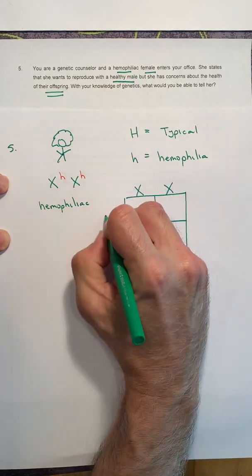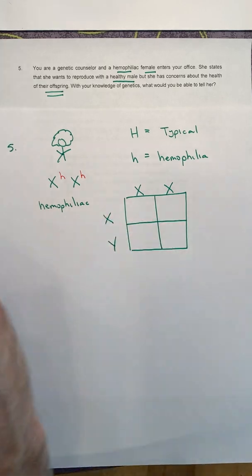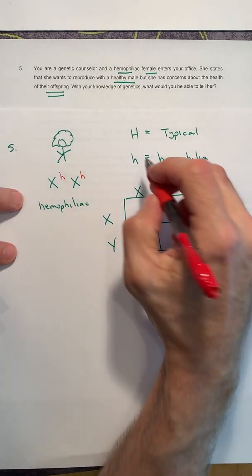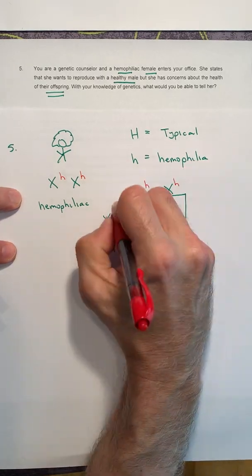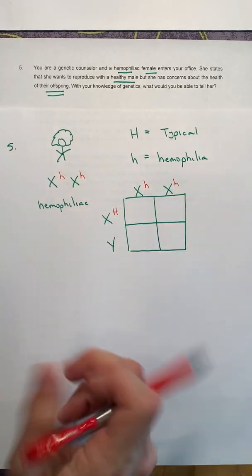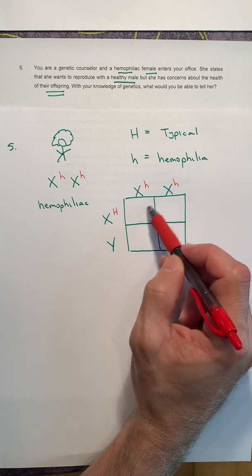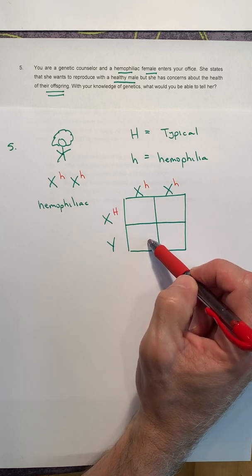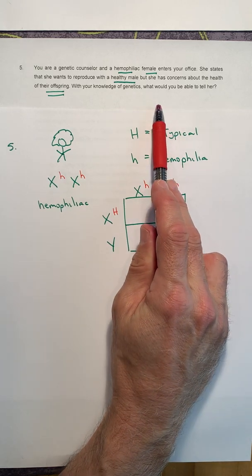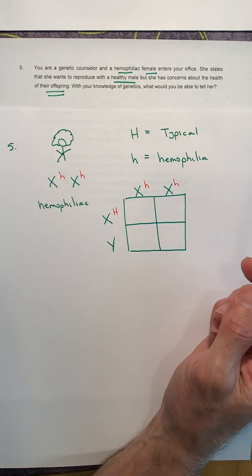So here's your hemophiliac female and your healthy male. Let me fill in the alleles. Hemophiliac female, healthy male. I want you to fill in this Punnett square and then talk about what the probabilities are for their children and play the role of the genetic counselor and give her feedback.